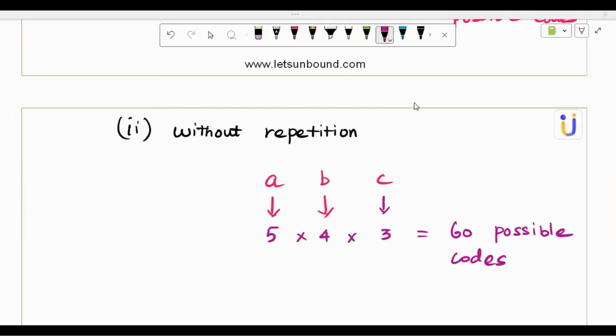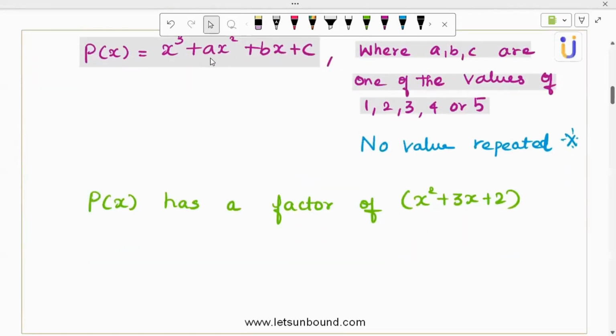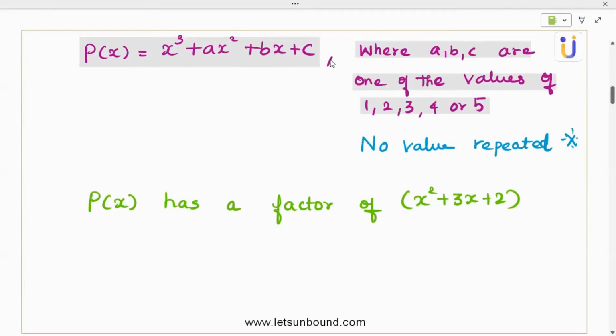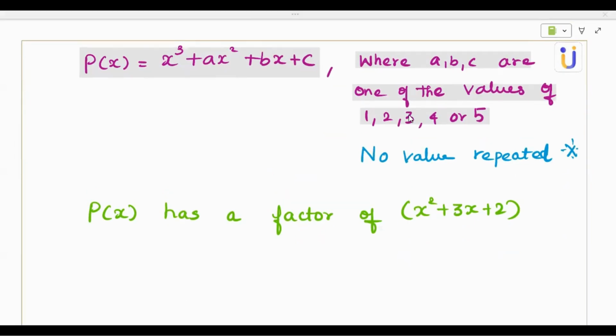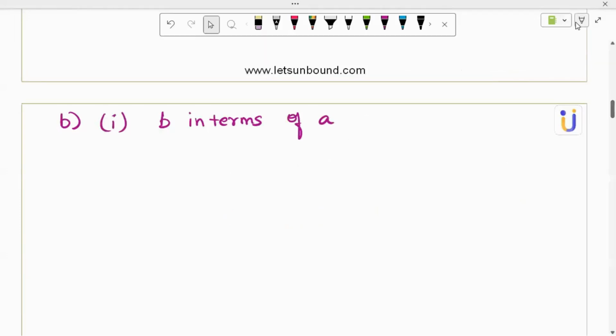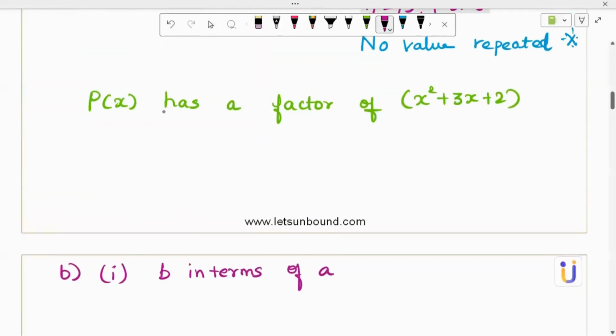Next. P of x is a cubic polynomial, x cubed plus ax squared plus bx plus c, where a, b, c are the same values that we dealt with, each one of 1, 2, 3, 4, or 5, and no value repeated, which means 60 possibilities. And P of x has a factor of x squared plus 3x plus 2. This is the case we have now, and we have to find an expression for b in terms of a.